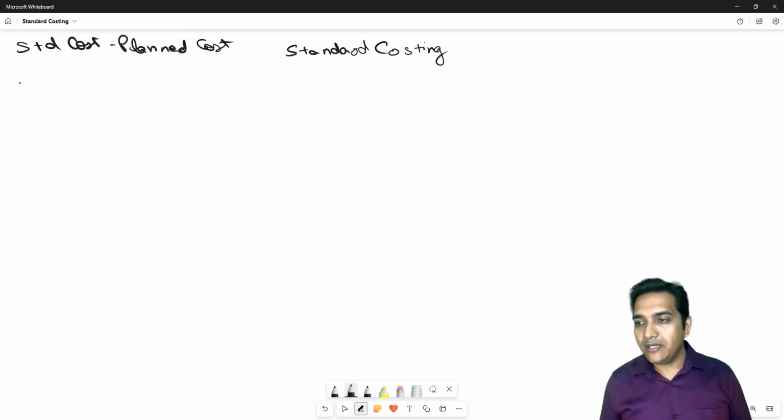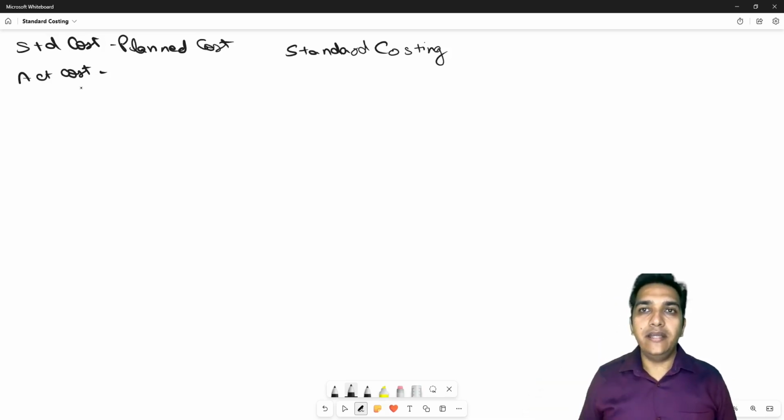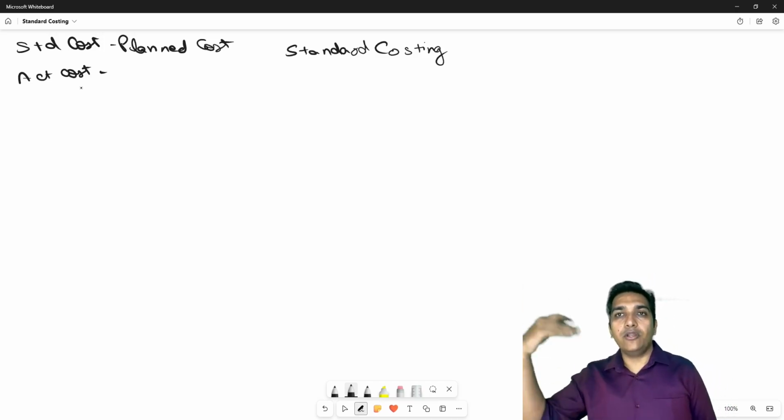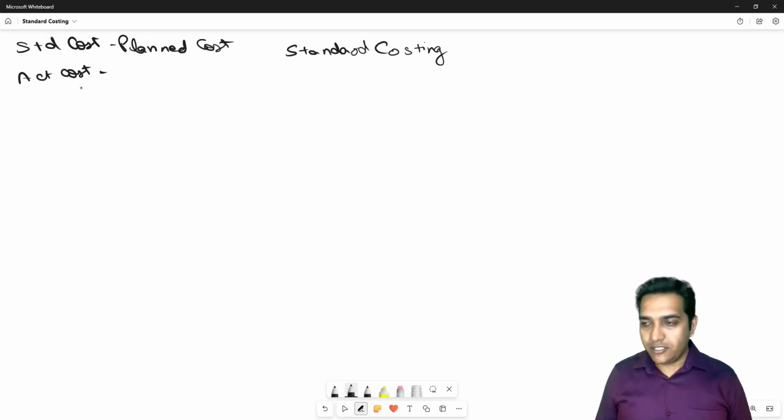Then we have something called actual cost. What is actual cost? Actual cost means the cost which you actually incurred. What is the amount you actually paid to procure your materials, or what you paid to the labor or for your overheads. That is actual cost.